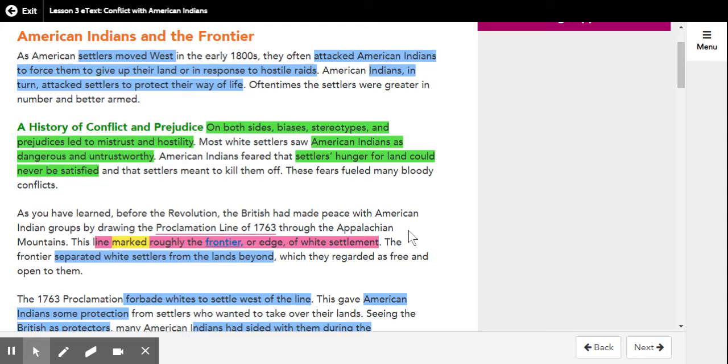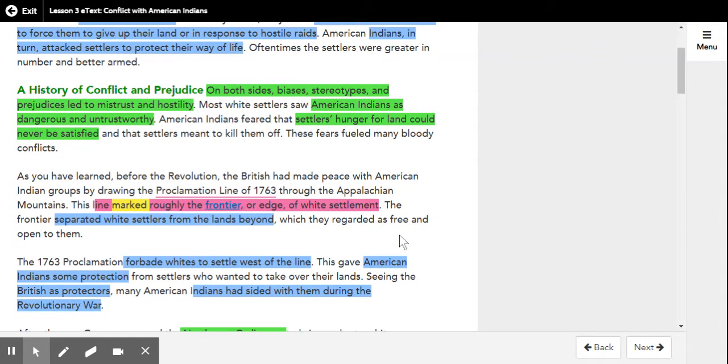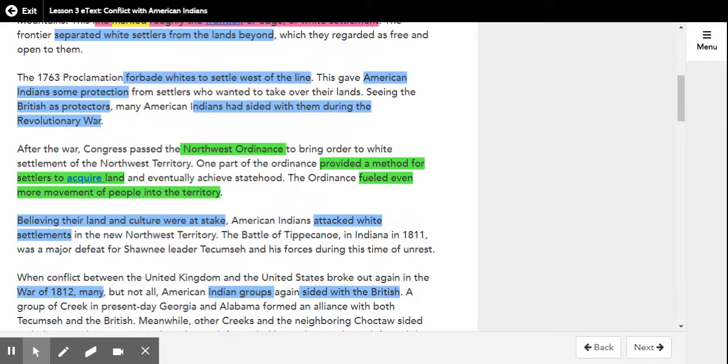Seeing the British as protectors, many American Indians had sided with them during the Revolutionary War. After the war, Congress passed the Northwest Ordinance to bring order to white settlement of the Northwest Territory. One part of the ordinance provided a method for settlers to acquire land and eventually achieve statehood. The ordinance fueled even more movement of people into the territory. Believing their land and culture were at stake, American Indians attacked white settlements in the new Northwest Territory.